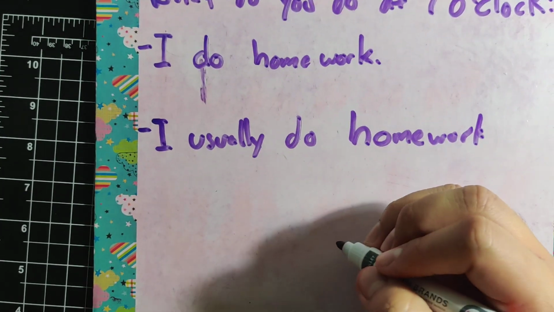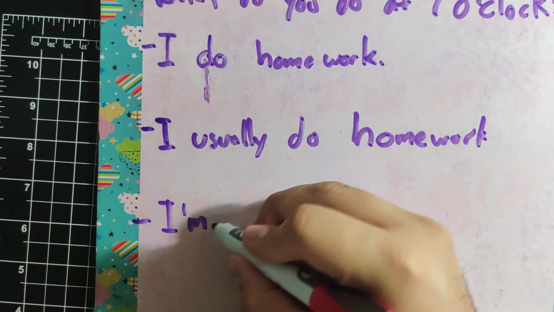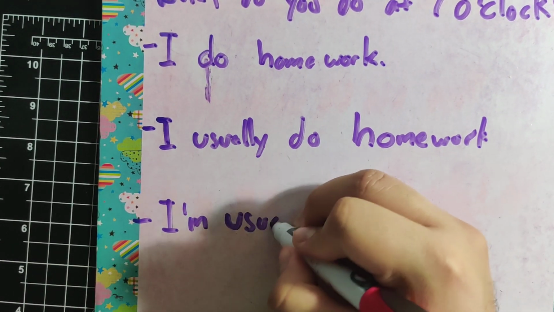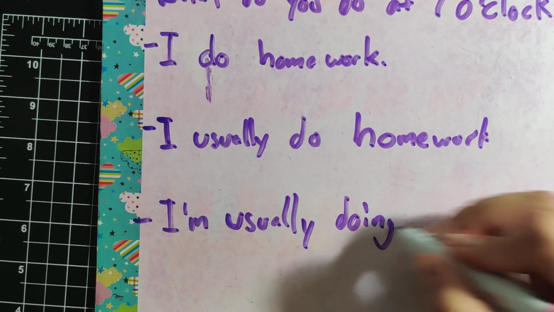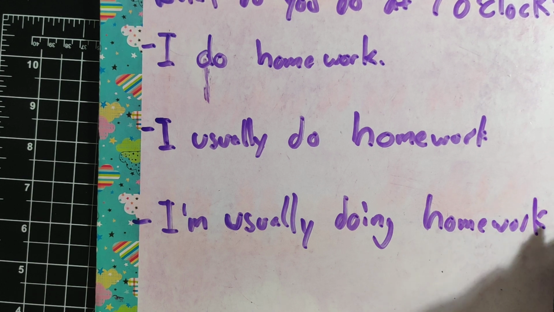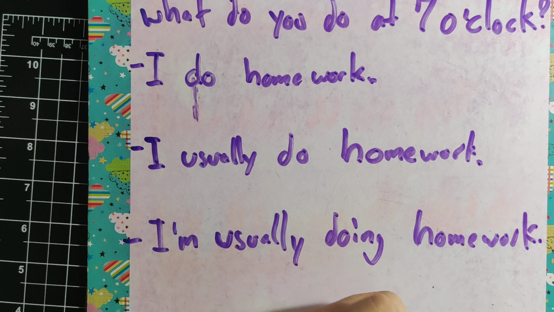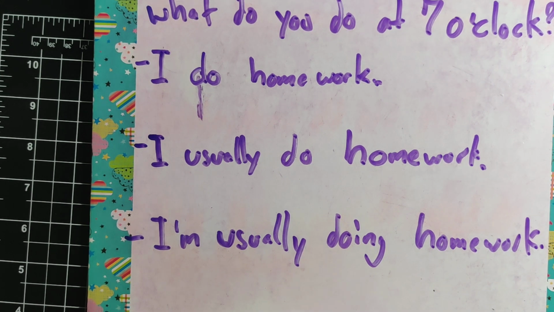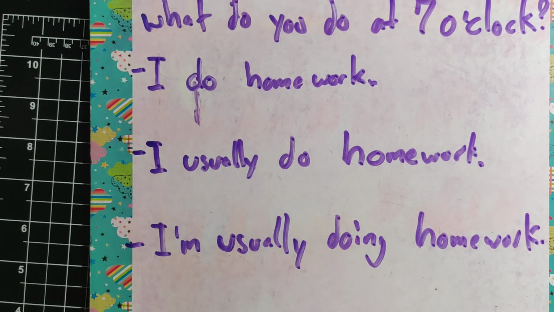Now let's take it a step further. Oh, at 7 o'clock, I'm usually doing homework. As you guys can see, we have 3 different options. What do you do at 7 o'clock? Oh, I do homework. Oh, I usually do homework. Or I'm usually doing homework at 7 o'clock. Yes, all 3 are correct.